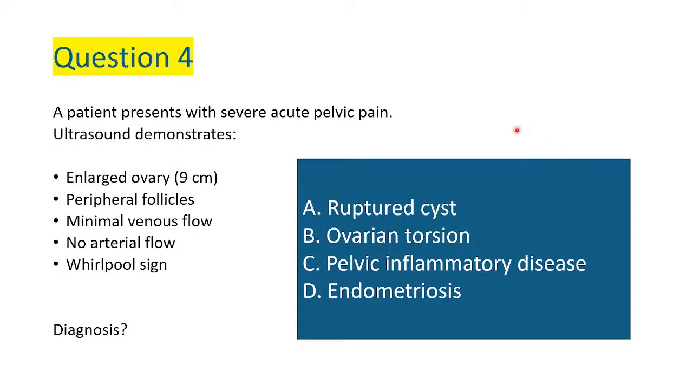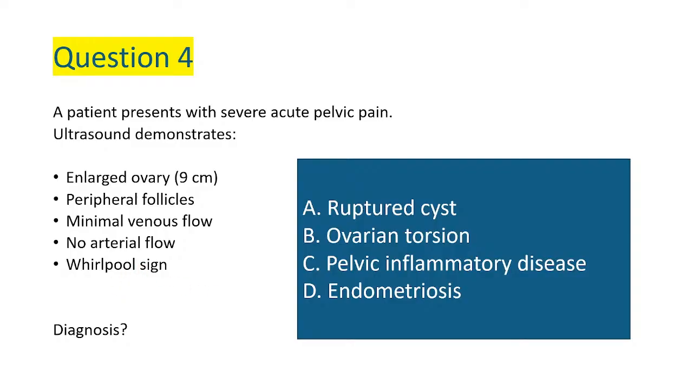Question number 4. A patient presents with severe acute pain. Ultrasound demonstrates a large ovary, 9 centimeters, peripheral follicles, minimal venous flow, no arterial flow, whirlpool sign. What is the most likely diagnosis?